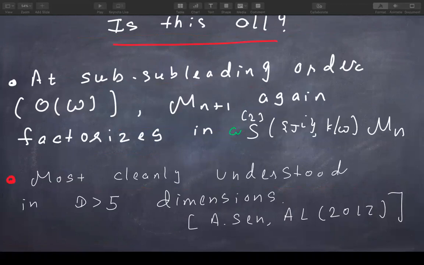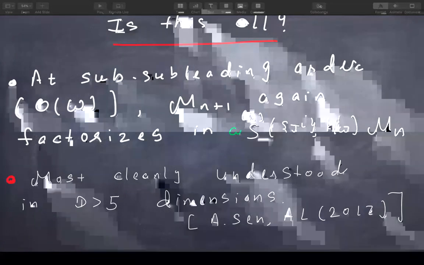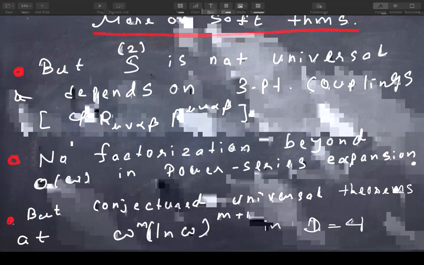And okay, you can ask, is this all? And it turns out that actually, at least in higher dimension, there are more interesting soft theorems. So at what we would call a subleading order, which is order omega, this n+1 amplitude again factorizes into a factor which again depends on the angular momentum of the scattering particles, and this S2 is most cleanly understood in D greater than 4 dimensions. But it turns out this S2 is not really universal, in the sense that it depends on the 3-point couplings in the theory.